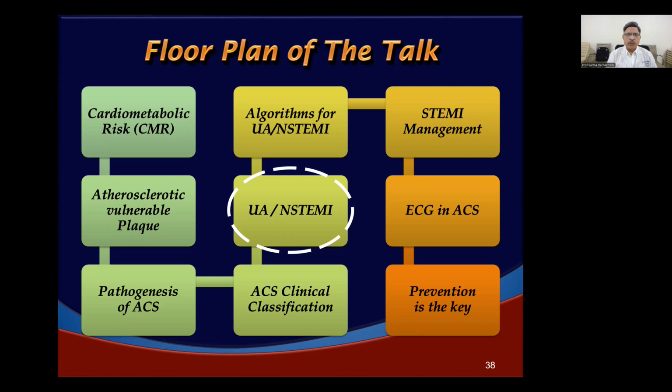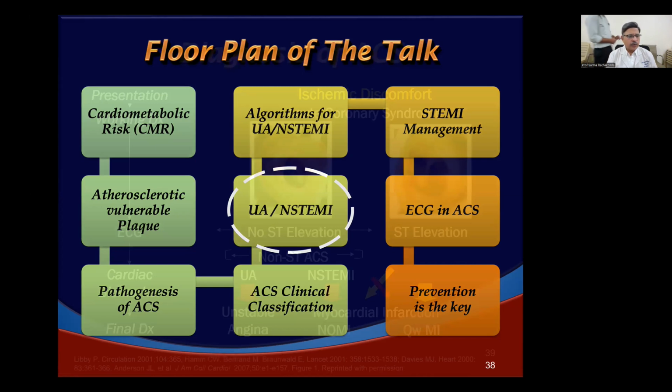Okay. So we have discussed the cardiometabolic risk, atherosclerotic vulnerable plaque, pathogenesis of ACS, and algorithms for ACS classification. Now we are entering into the core subject, the unstable angina, NSTEMI, and the STEMI today. This will be covered today, and be very attentive because it is a very important topic, either for individuals, your family members, or also for the patients.